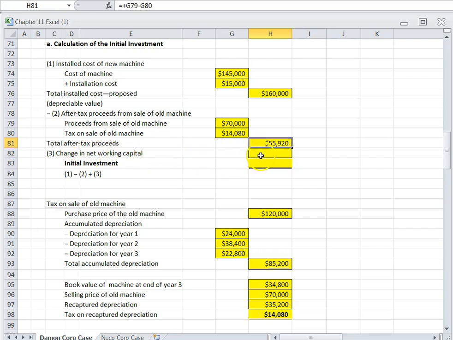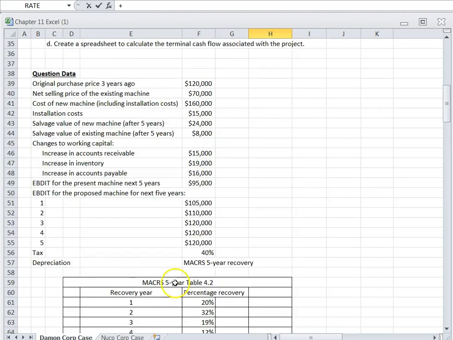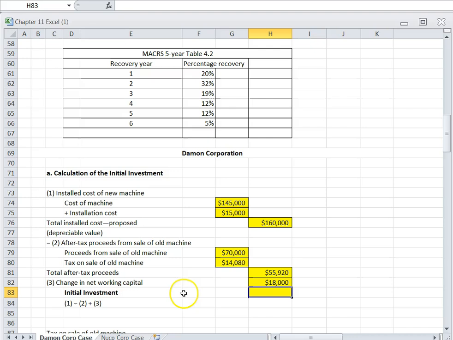And the net change in working capital. So to do this, we're going to have to go up to where it gives us the information. Increase in accounts receivables. So we're going to add that. I'm going to add inventory. And I'm going to subtract the increase in accounts payable because it's current assets minus current liabilities. And this gives us a change in working capital of 18,000.